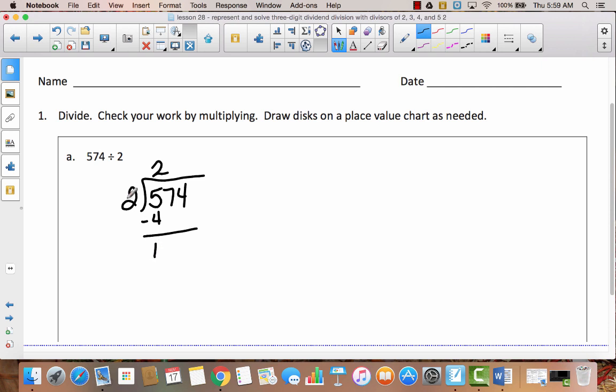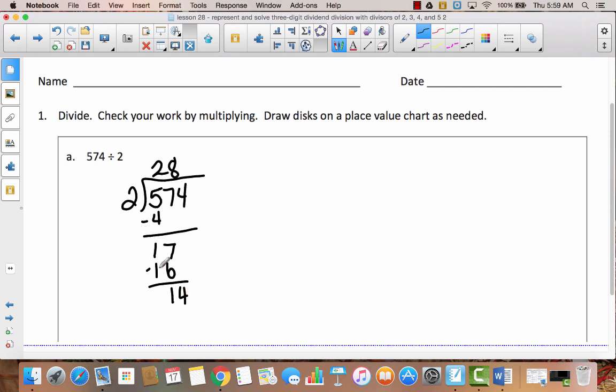Well, I can't take 1 hundred and divide it into 2, so I'm going to decompose it into tens, and now I have 17 tens. So I take my 17 tens and I put them into two groups. So how many would be in each group? So I'm thinking 8 times 2 is 16. So that would get me as close to 17 as I can get without going over, and I have 1 ten left over. I can't take 1 and divide it by 2, so I have to decompose this ten into ones and add it to these 4 ones, and now I have 14 ones.